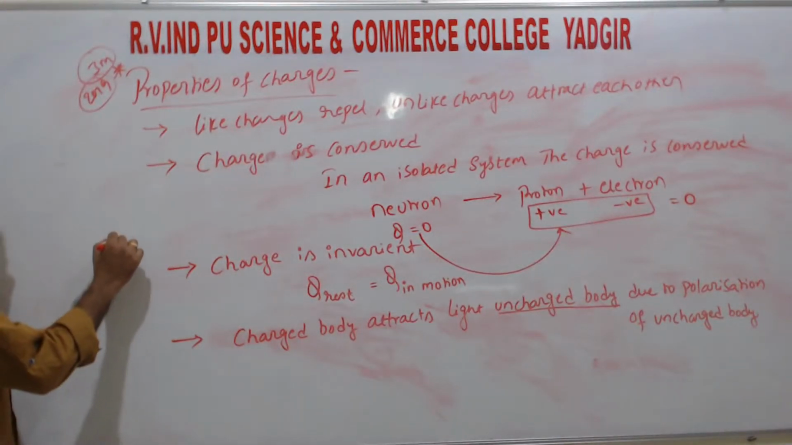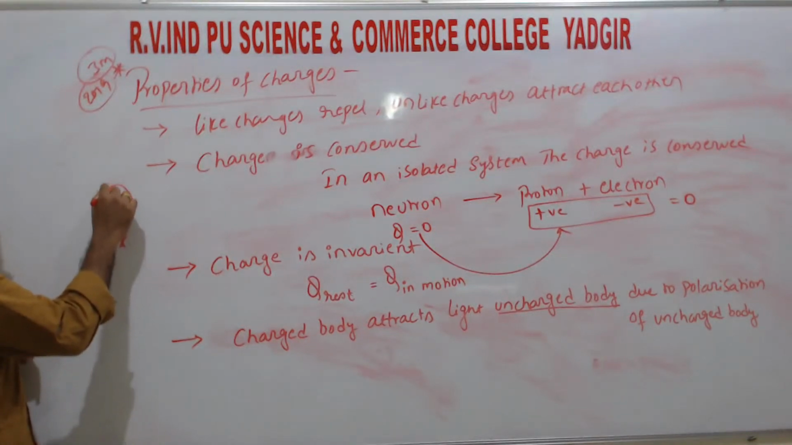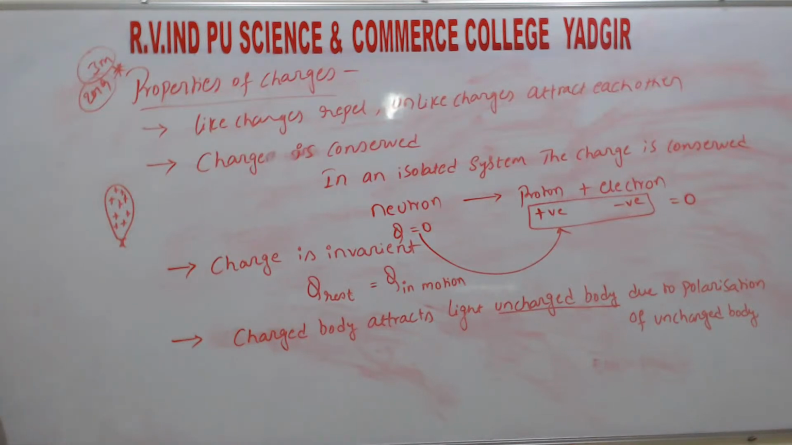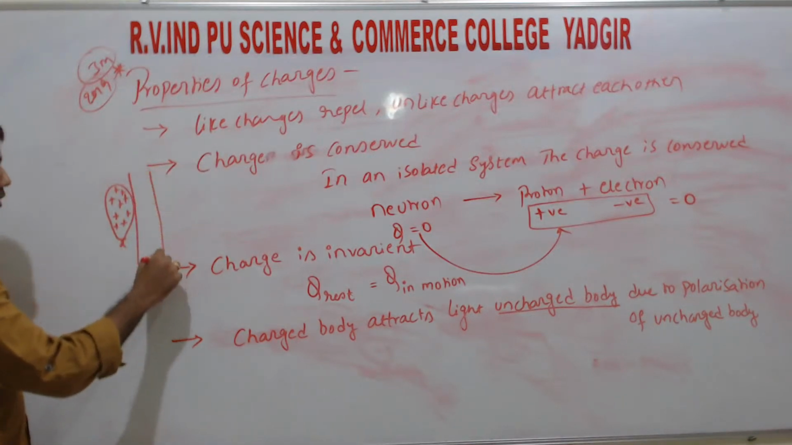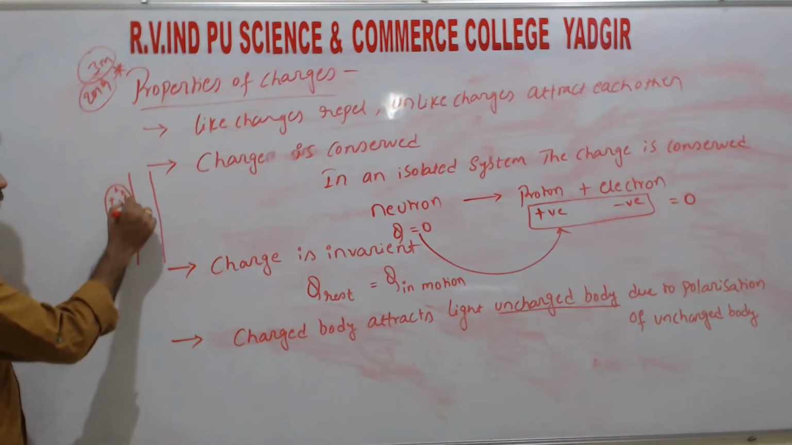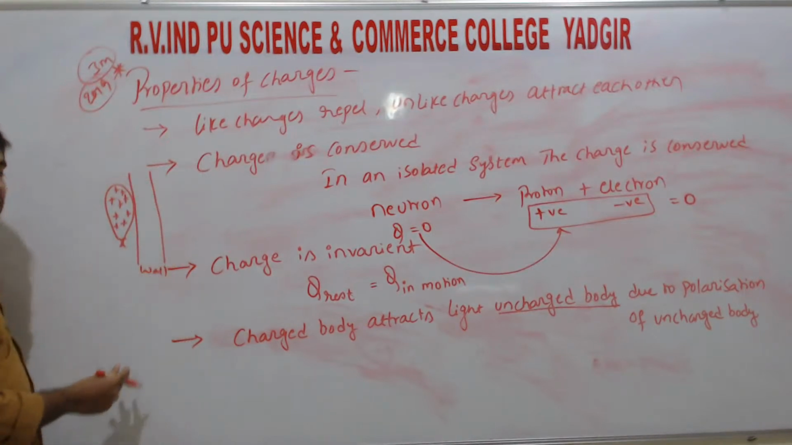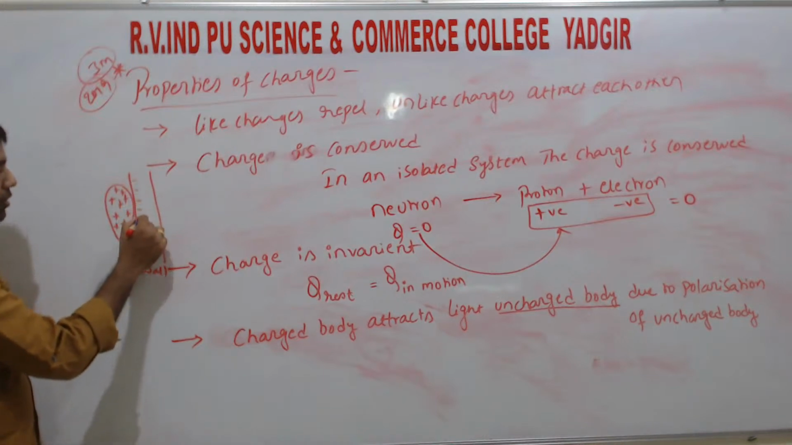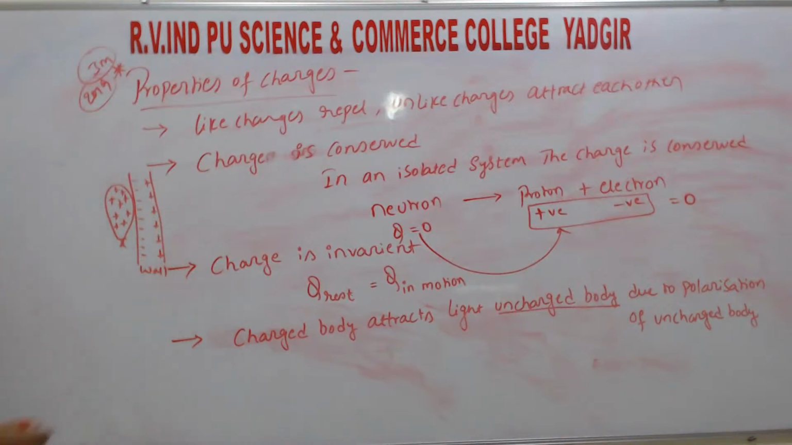So if we consider one charged balloon, for example, here we are taking one balloon. This balloon is charged. That means it has either a positive charge or a negative charge, right? This balloon is placed on the wall, and this wall is neutrally charged. Due to polarization, the charges present in the wall separate. That means the negative charges will be on one face and the positive charges on the other face, right?